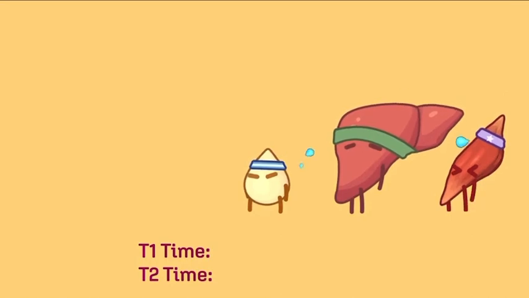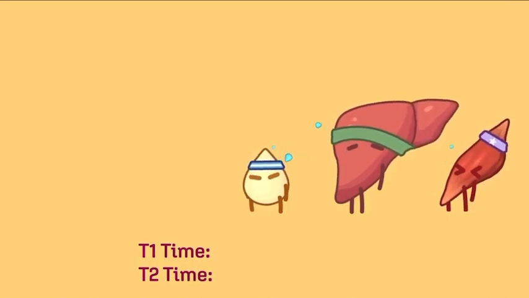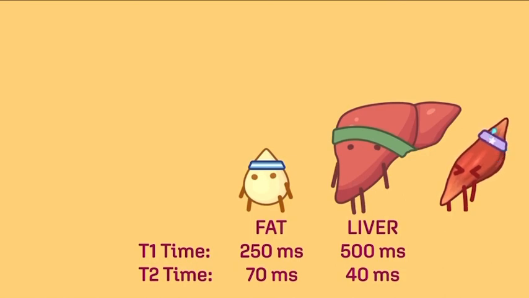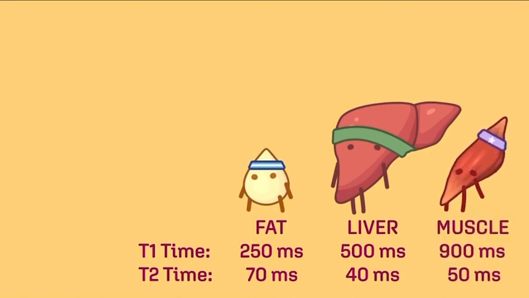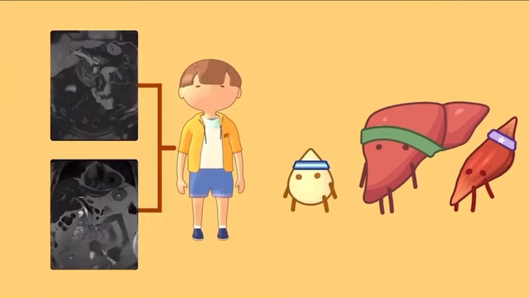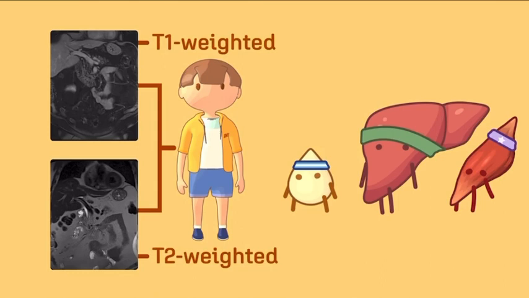Think about a class of children running a foot race. Each will recover to their baseline heart rate at a slightly different time depending on their physical fitness. We can take advantage of these unique tissue properties and alter the MRI sequences to highlight them. This is called weighting, and discussion of this is for another time.